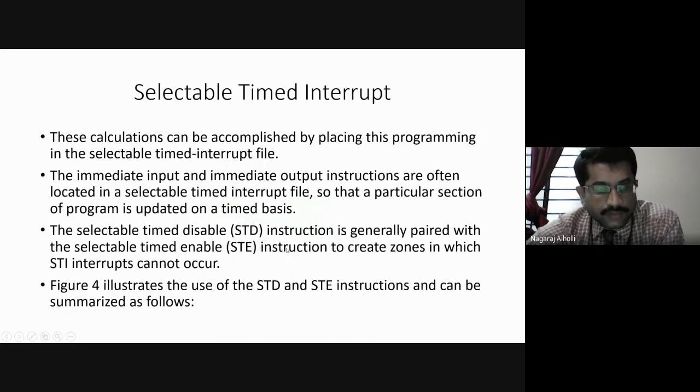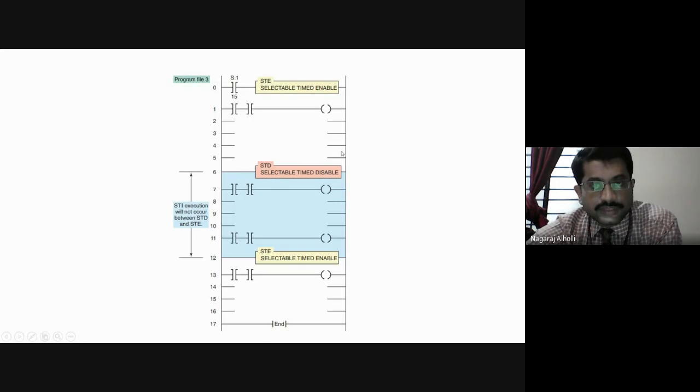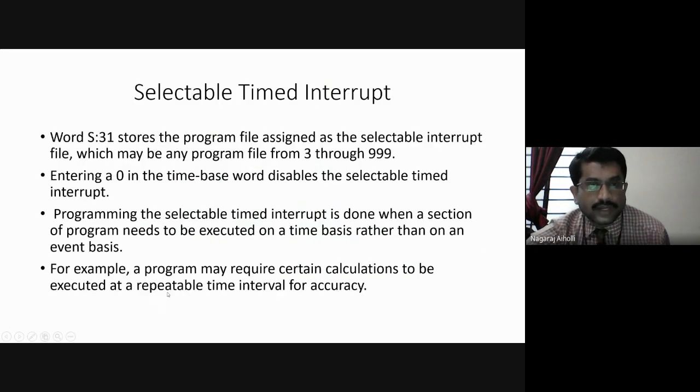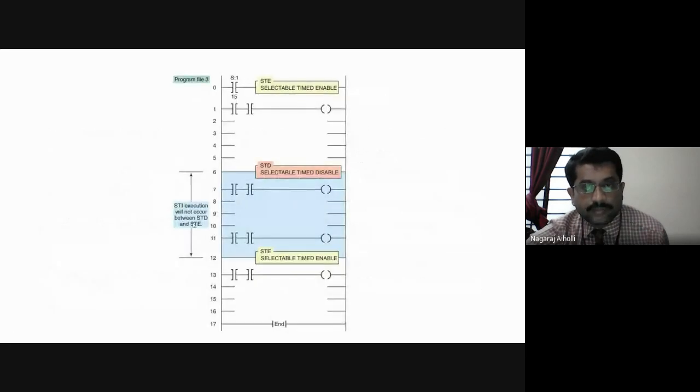The next figure makes use of the STD, that is selectable timed disable, to disable the selectable timed interrupt, and selectable timed enable to enable the selectable timed interrupt instruction. So that is the working of this ladder rung diagram. I hope it is clear here, students, what is meant by selectable timed interrupt, how to enable it, how to disable it, and the zone created by the selectable timed disable and selectable timed enable when they are used in pair in the ladder rung diagram.